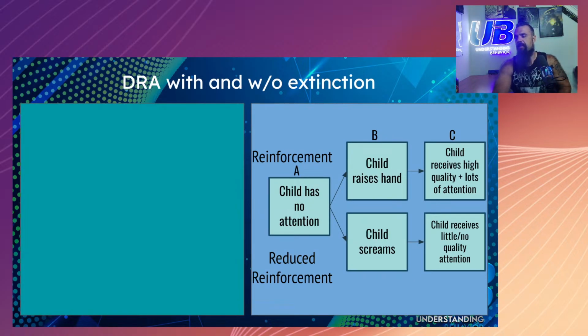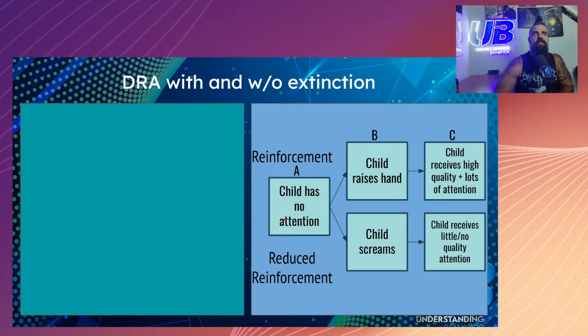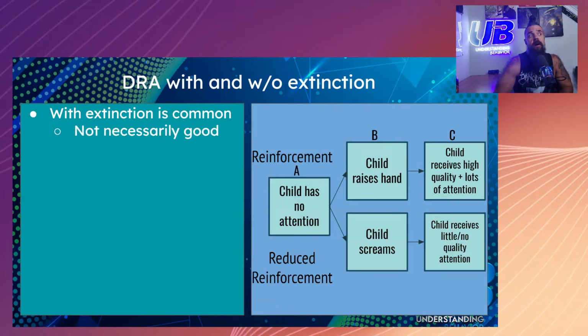All right, let's talk about the difference of DRA with and without extinction. So in our example here, we had DRA with extinction, where we purely don't provide any attention for screaming, but we're only going to provide the attention for this new response. Our research is actually showing that DRA without extinction tends to be a little bit more effective and is certainly a lot more socially valid. So with extinction is pretty common, but it's not necessarily a good procedure or the best way to do something. Sometimes pure extinction is necessary, but in a lot of situations it's not.